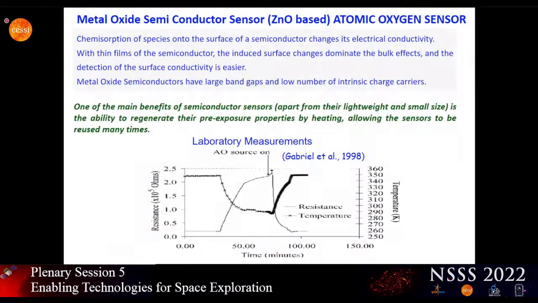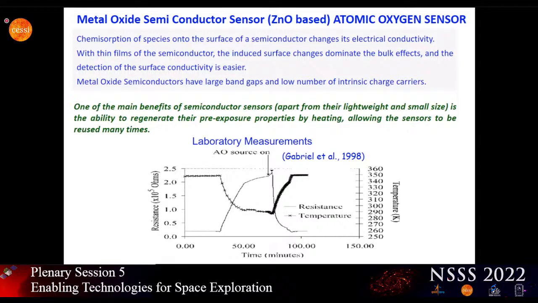Basically the sensor proposed is a metal semiconductor metal oxide sensor, zinc oxide here, because the chemisorption of the species onto the surface of a semiconductor changes its electrical conductivity. So the degradation that is going to take place will deplete the layer and its conductivity. And once you have a thin film of semiconductor, the induced surface changes will be dominated by the surface properties itself, and then the surface conductivity is actually controlled by the atomic oxygen present there. The metal oxide semiconductors have large band gaps and a low number density of intrinsic charge carriers, which is one of its advantages.